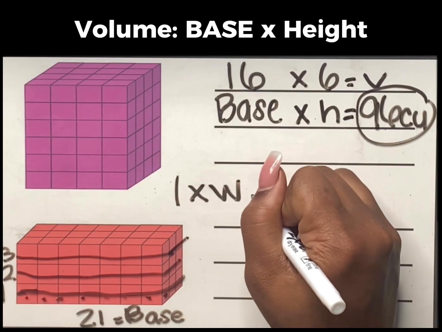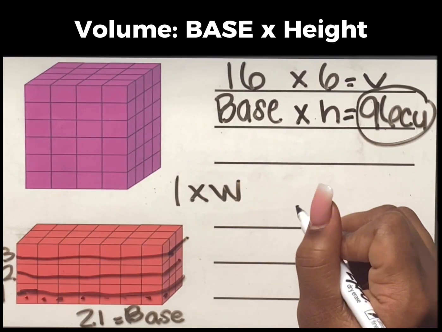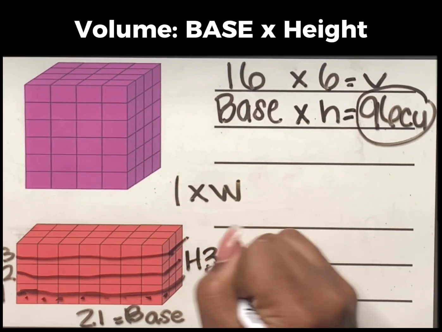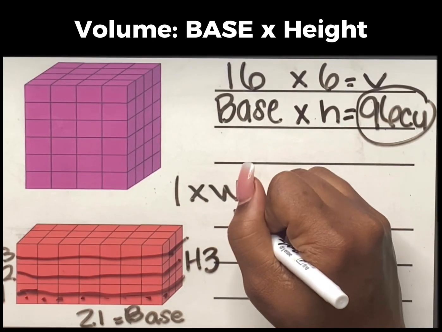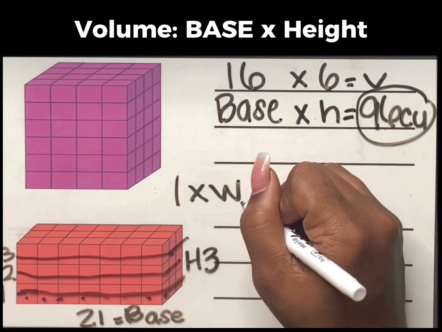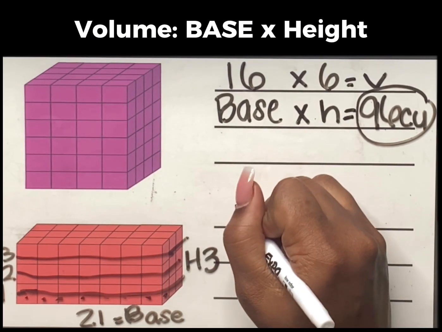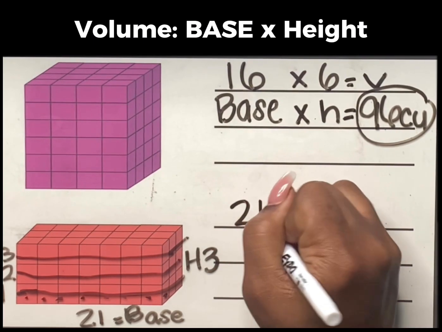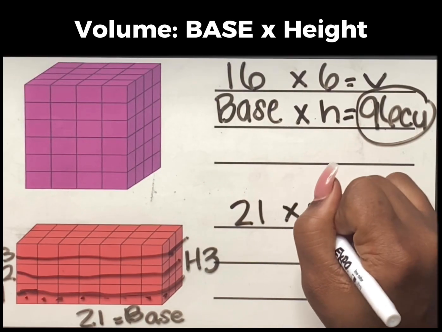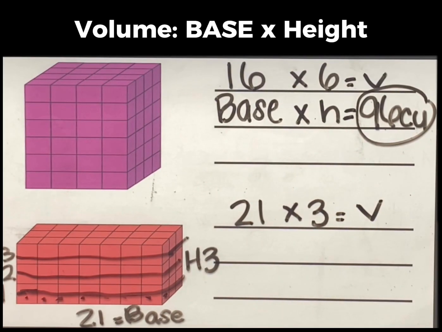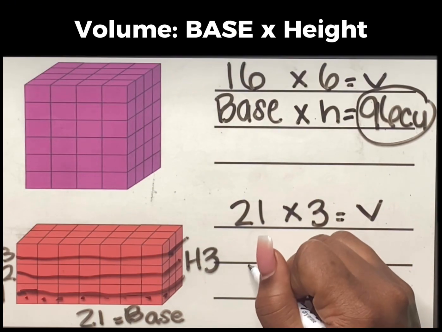You're going to take that and put it in your formula for height. Our height is 3. Length times width is the same as base. So let's plug it in. 21 times 3 equals our volume. Whichever strategy you know to multiply, you can do that.